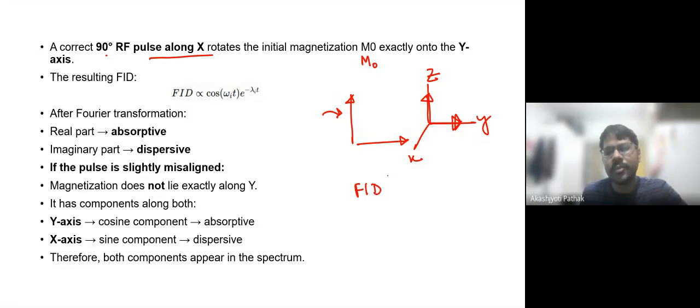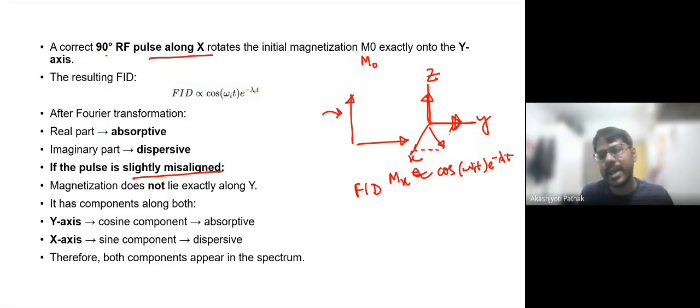It is proportional to, just now we learned, that Mx is proportional to cos(ωI t) e^(−λI t). So after Fourier transformation, you get the real part absorptive. But if the pulse is slightly misaligned, then the magnetization will not lie exactly along the y-axis. It will lie somewhere in the xy plane, and it will have components in both the x-axis and the y-axis. If you break it into components, your x-axis will give you a sine function, and your y-axis will give you a cosine function.